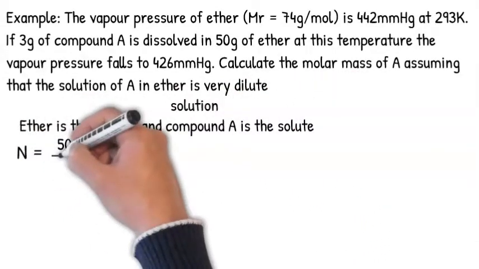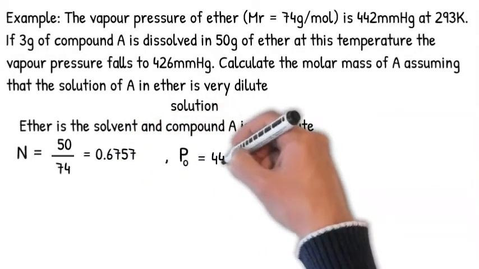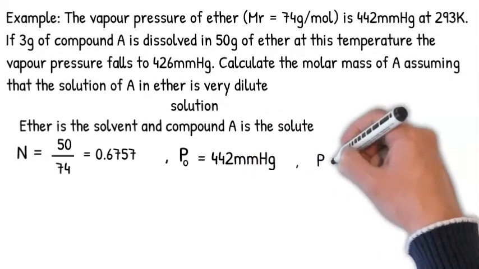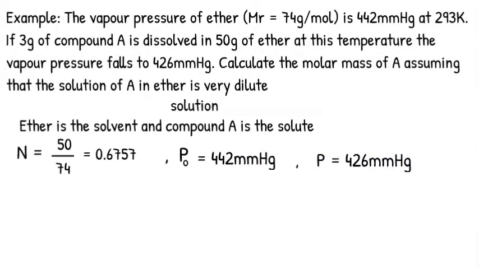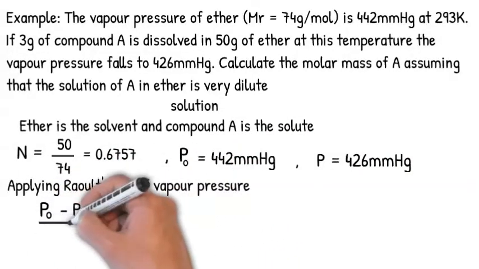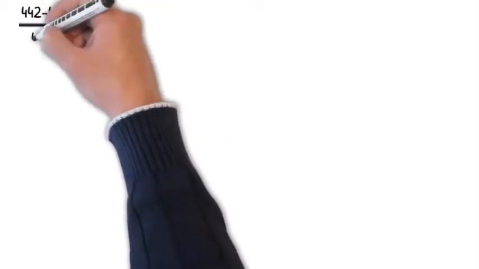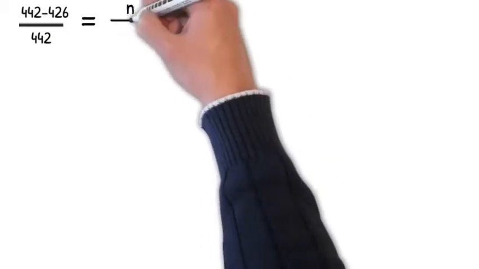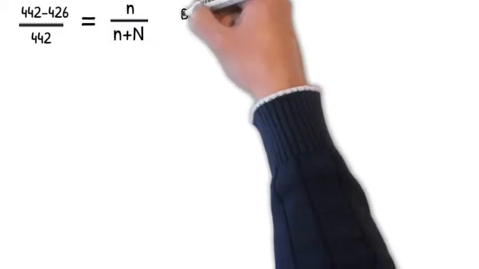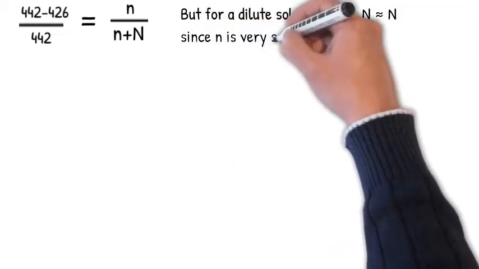n equals 50 divided by 74 equals 0.6757. P0 equals 442 mm of mercury. P equals 426 mm of mercury. Applying Raoult's law of vapor pressure, (P0 minus P) divided by P0 equals n divided by (n plus capital N). So (442 minus 426) divided by 442 equals n divided by (n plus capital N). But for a dilute solution, n plus capital N is approximately equal to N, since n is very small.